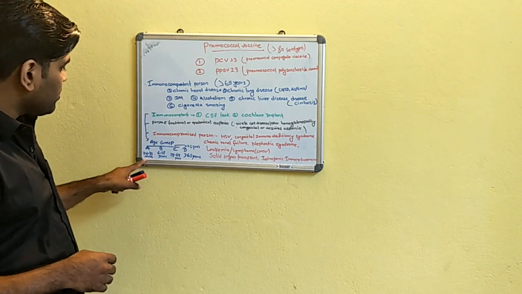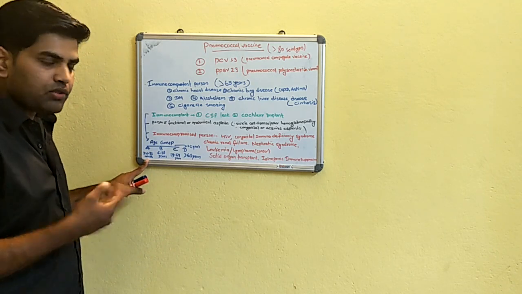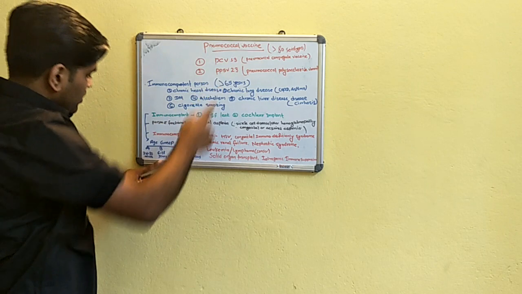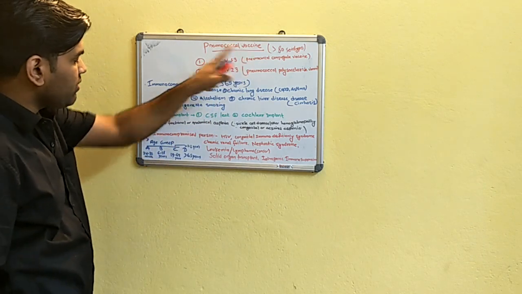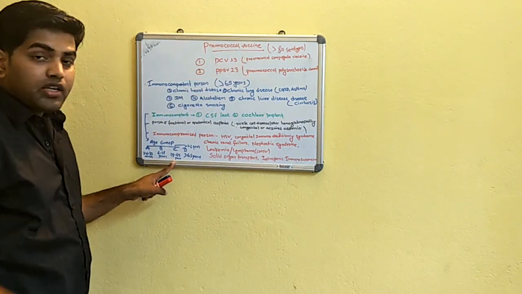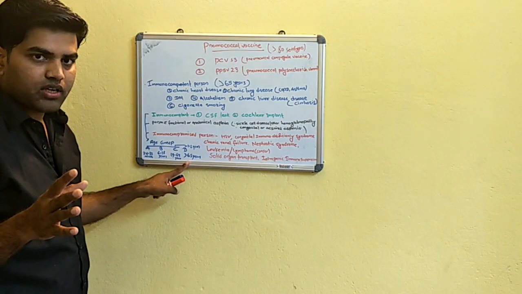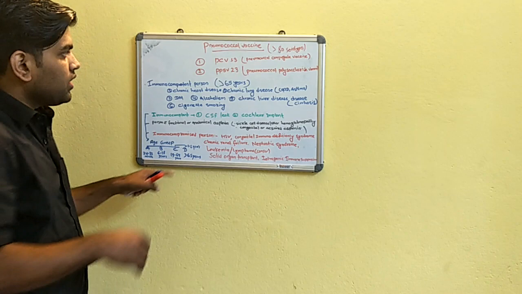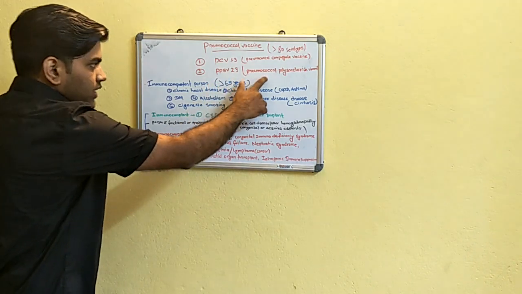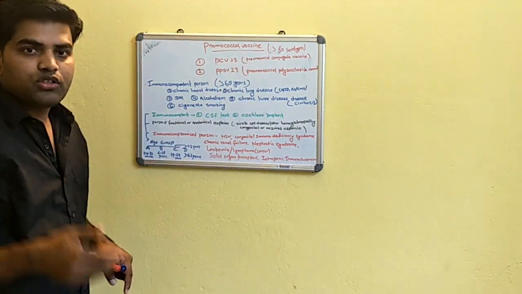Any age group, if it comes in the 24 to 71 months, you give the pneumococcal conjugate vaccine. 6 to 18 years, give the pneumococcal conjugate vaccine. 19 to 64 years, give the pneumococcal conjugate vaccine. Greater than 65 years, give the pneumococcal conjugate vaccine. No problem. The second vaccine is the pneumococcal polysaccharide vaccine. You can give it.